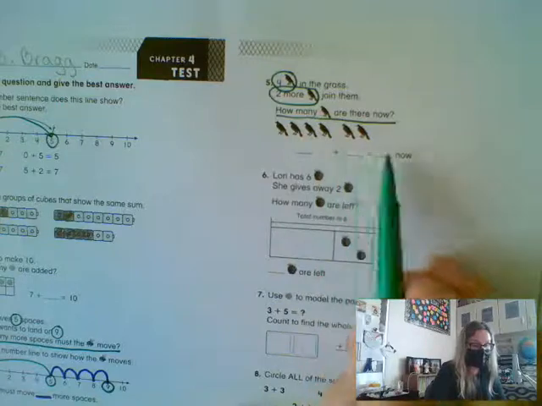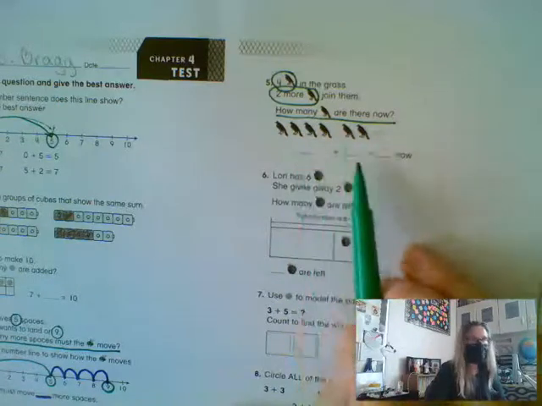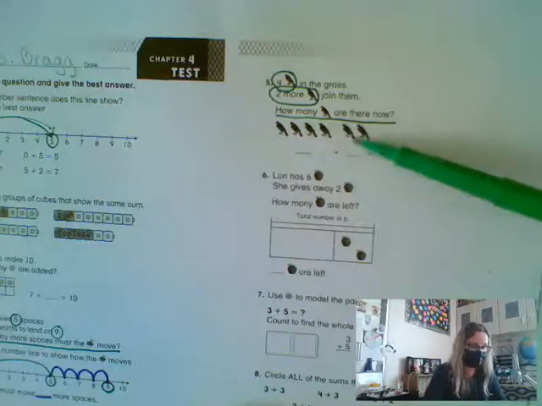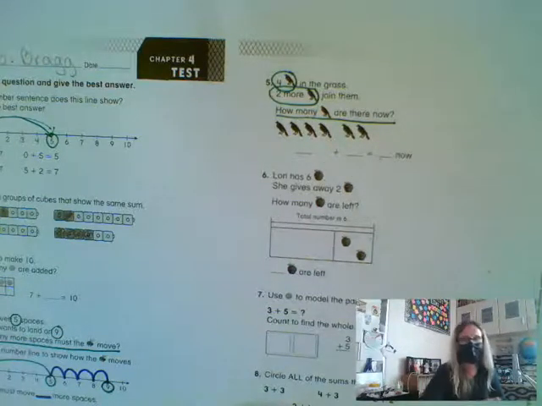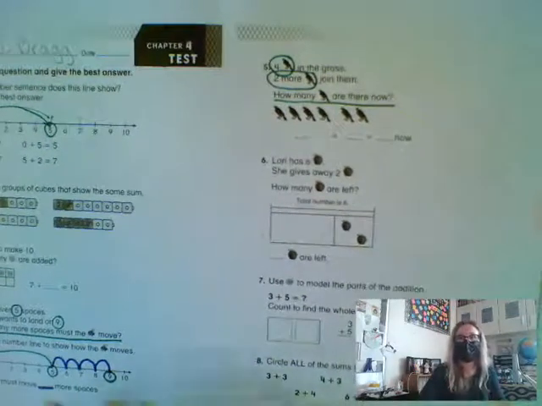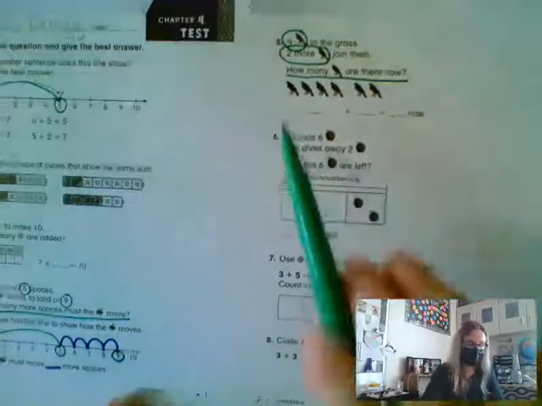Fill in the number sentence. Just like we do in our simple solutions in our morning work. How many here? How many there? How many all together? Make the number sentence for the birds.